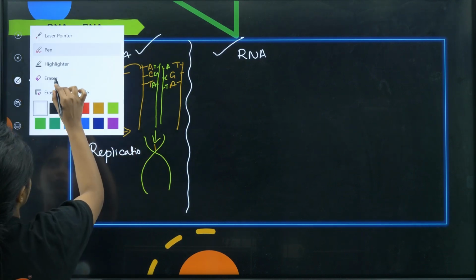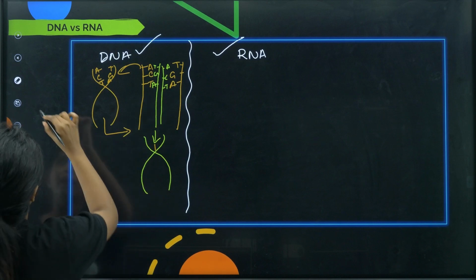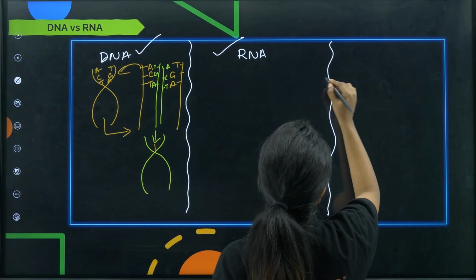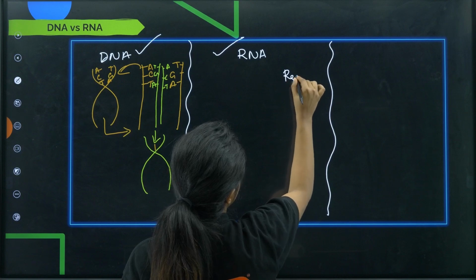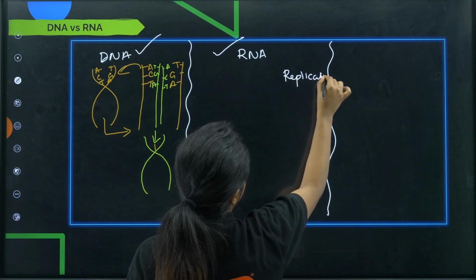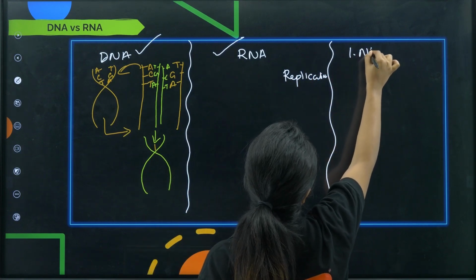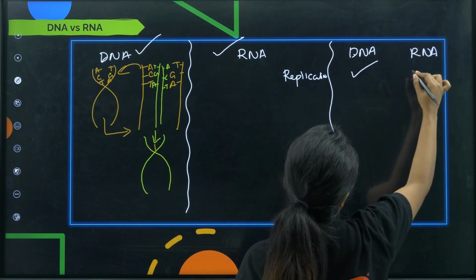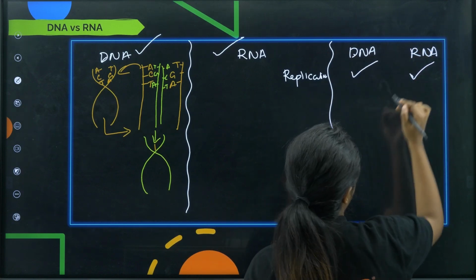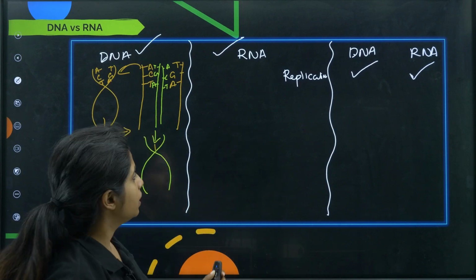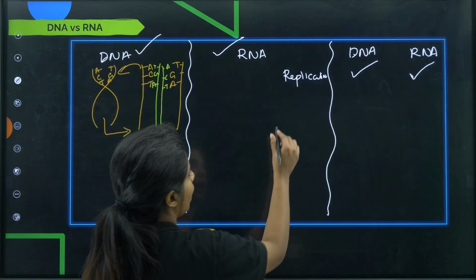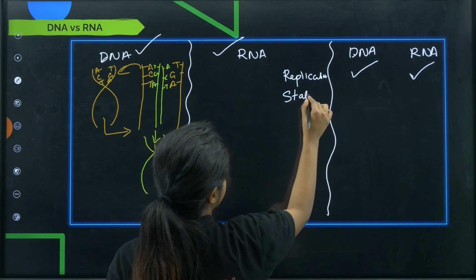Okay, we'll do one thing. I'll write it over here. So if we talk about replication, this is DNA and this is RNA. Both of them, they do it. So the first criteria, I cannot decide who is the better genetic material. Second criteria is it should be stable chemically and structurally. So I am writing stability.